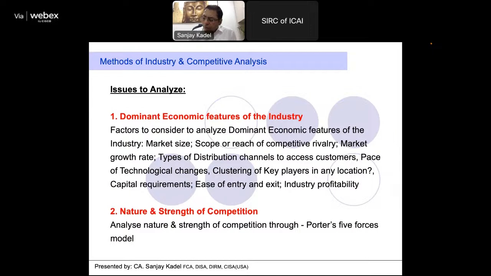So let us recall the five forces: rival sellers, new entrants, then substitute products, then buyers' bargaining power, and sellers' bargaining power. If you analyze these five forces on a rating of fierce, strong, moderate, normal, normal and moderate can be same, and then weak, like this, you are doing the analysis of nature and strength of competition.